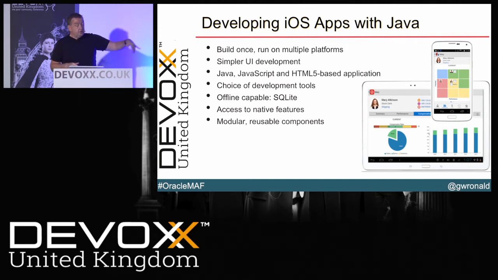A choice of development tools: I'm going to show you Eclipse, but we also support JDeveloper. Offline capabilities: we embed a SQLite database as part of the framework, so that if you have to do offline caching of data or whatever, you can easily do that. And we give you access to native features through the Cordova plugin, so that you can easily call out to things like the GPS, the email system, or your camera, whatever you've got on your device.